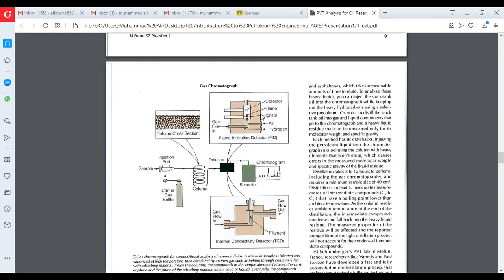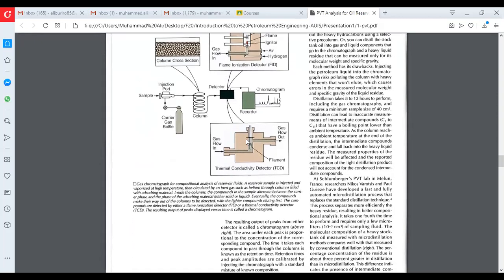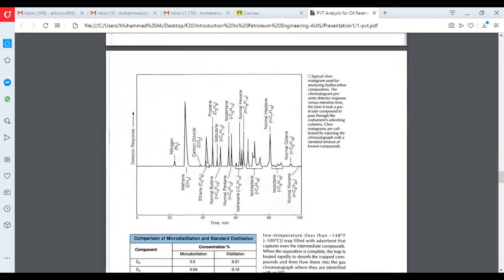So for crude oil, to find out the same thing, how much C1 we have, C2, C3, C4, C5, C6, as we discussed in the reservoir fluid chapter, this GC actually tells us how much is the composition of the fluid. And if you read it, it will tell you very nicely what we are talking about.